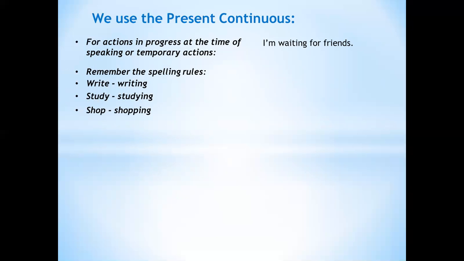Remember the spelling rules. If the verb ends with a silent E, we drop it and add the ing ending. If the verb ends with a consonant plus Y, we do not change anything and add only the ing ending. But if the verb ends with a closed syllable, we double the last consonant letter. For example, he is living in the village. She is studying new words.